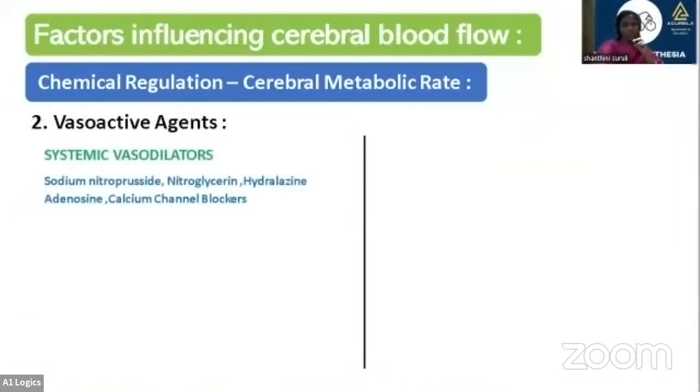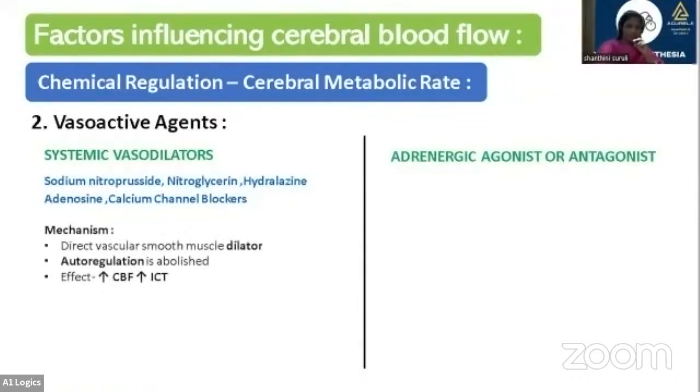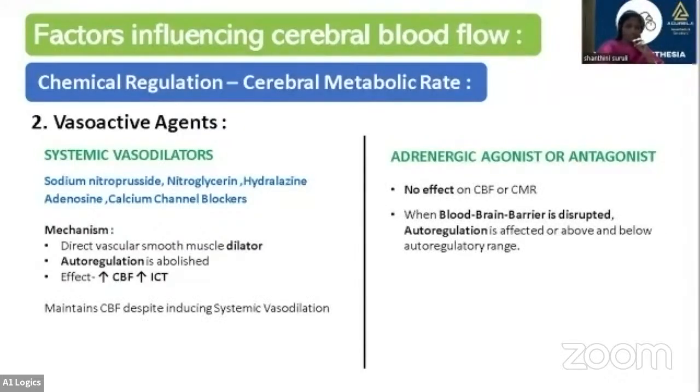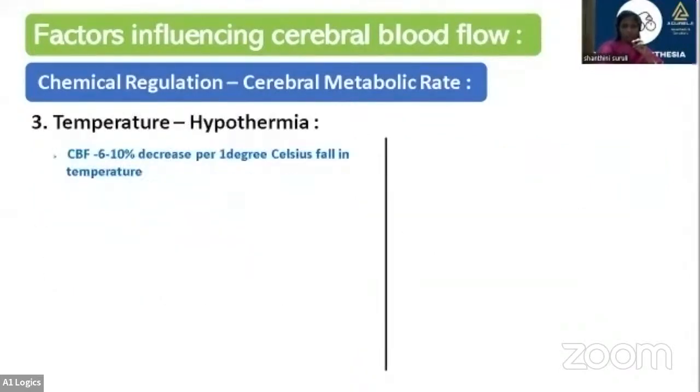Coming to vasoactive agents, systemic vasodilators such as sodium nitroprusside and nitroglycerin cause cerebral vasodilatation by direct smooth muscle dilator effect and by abolition of autoregulation. The effect is finally raised cerebral blood flow and intracranial tension, or it maintains the cerebral blood flow despite inducing systemic vasodilatation. Adrenergic agonists and antagonists don't affect the cerebral blood flow or cerebral metabolic rate, but when the blood-brain barrier is disrupted, or autoregulation is affected, or above and below the autoregulatory range, they have influence on the cerebral blood flow.